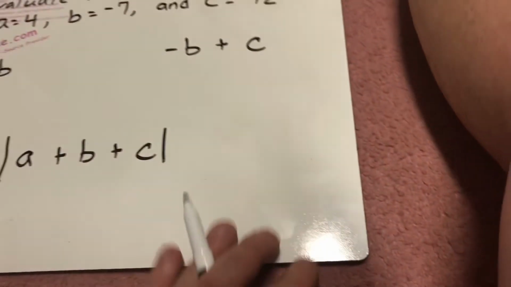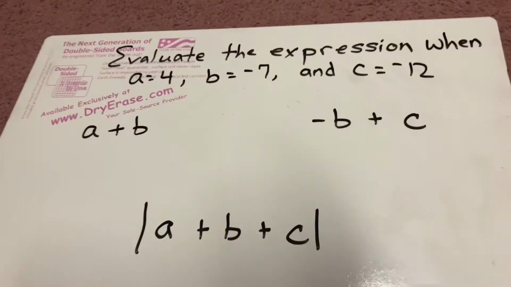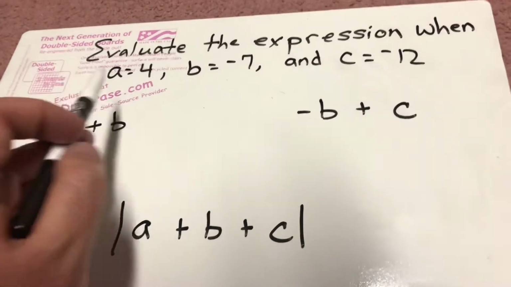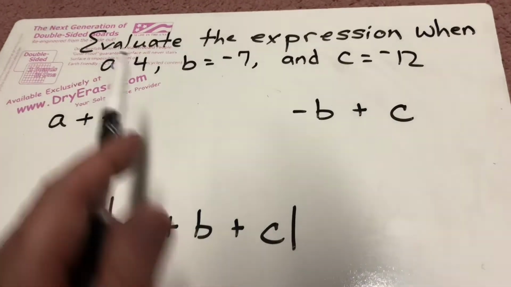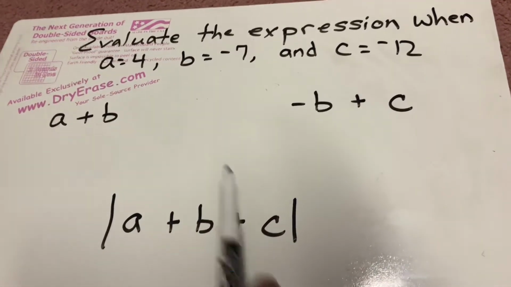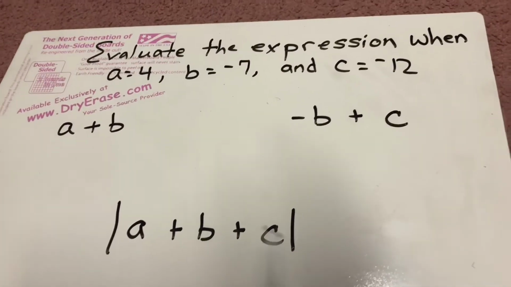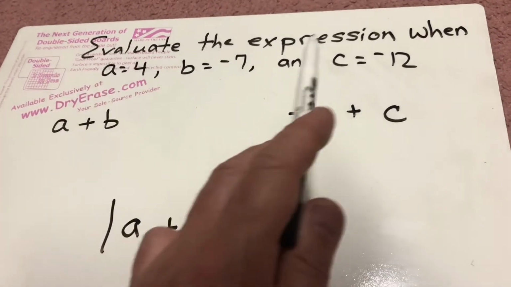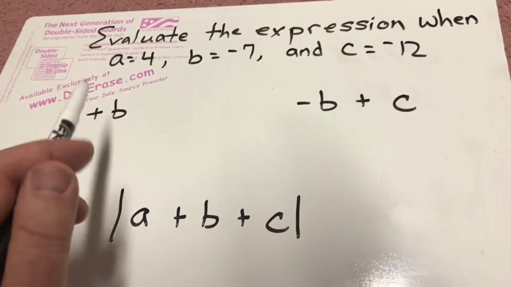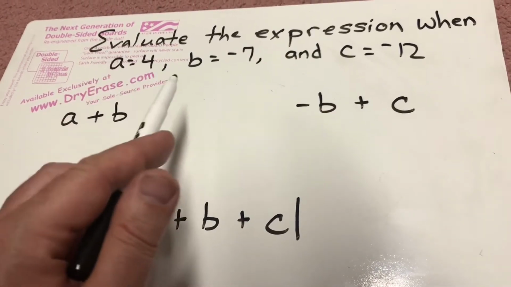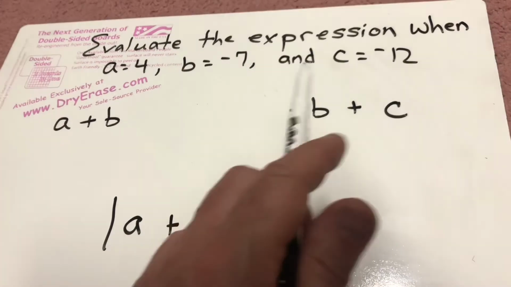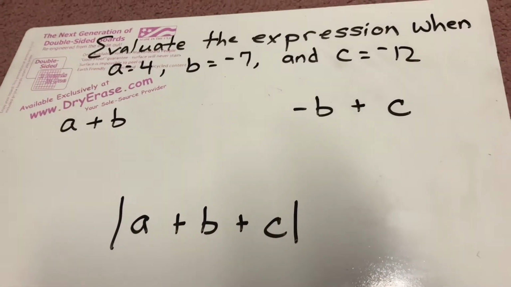All right. Second section of what we need to talk about to finish up this video. Same sort of thing, but you're going to get a section where it tells you to evaluate the problems with these variables based on whatever values they give you. Now, for the purpose of this video, we're going to evaluate the expression when a equals 4, b equals negative 7, and c equals negative 12.